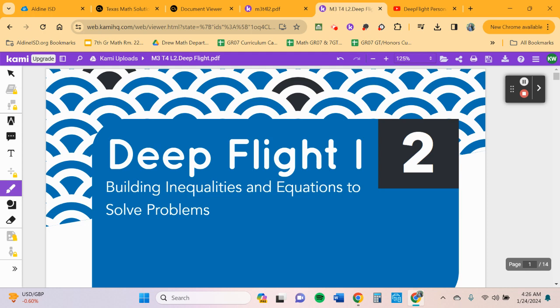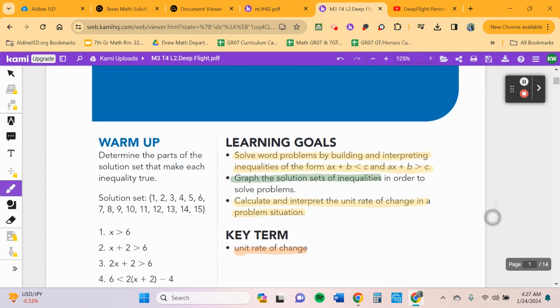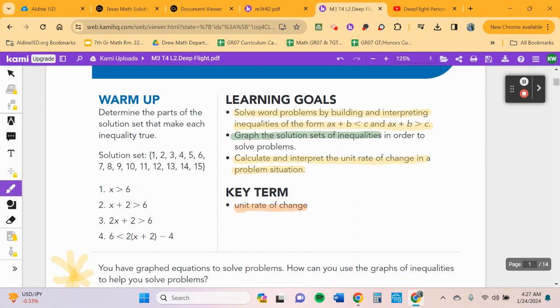In this lesson, we will build equations and inequalities to solve problems. Take a look at the learning goals. Go ahead and skim them on your own. To sum it all up, we'll be working with inequalities today to help us solve problems. Our key term for today is going to be unit rate of change.